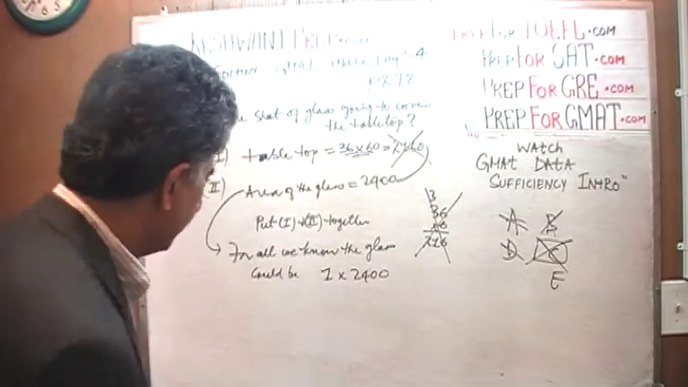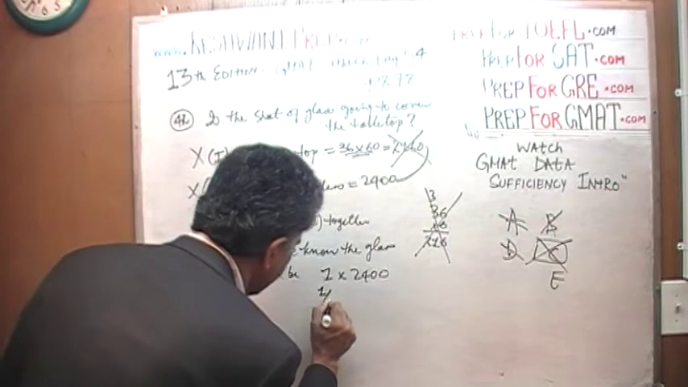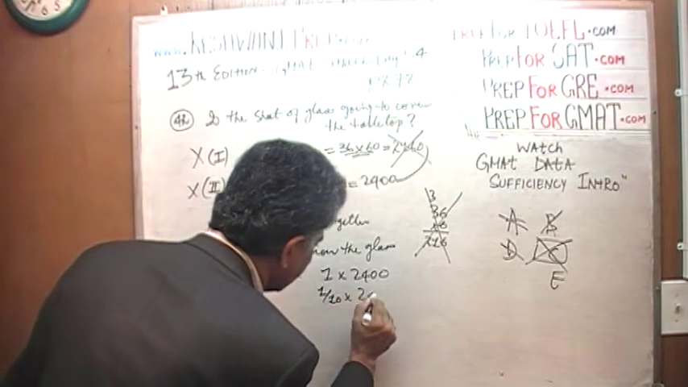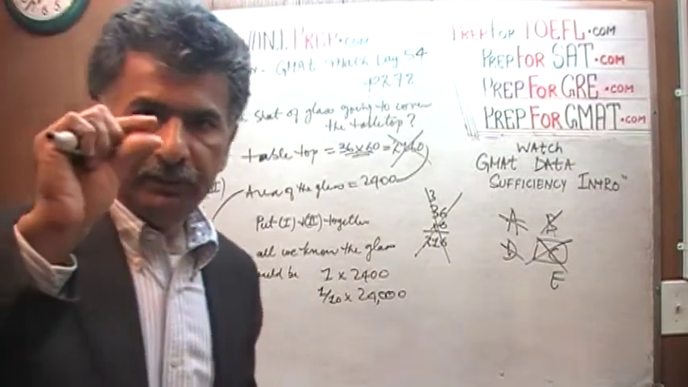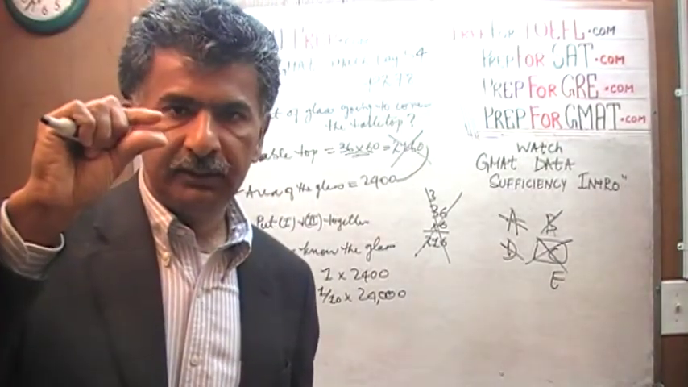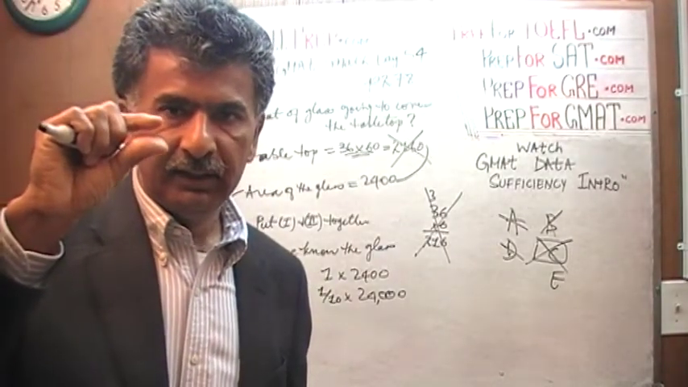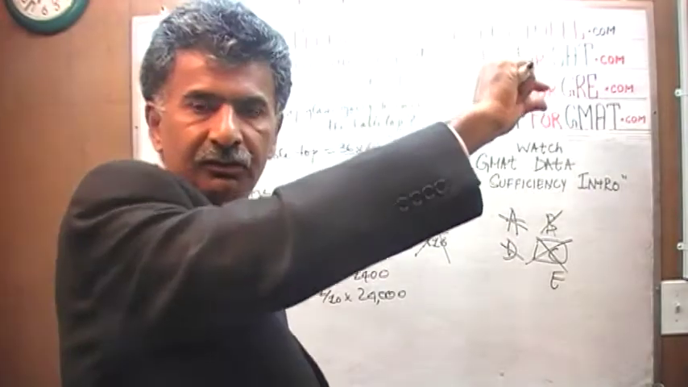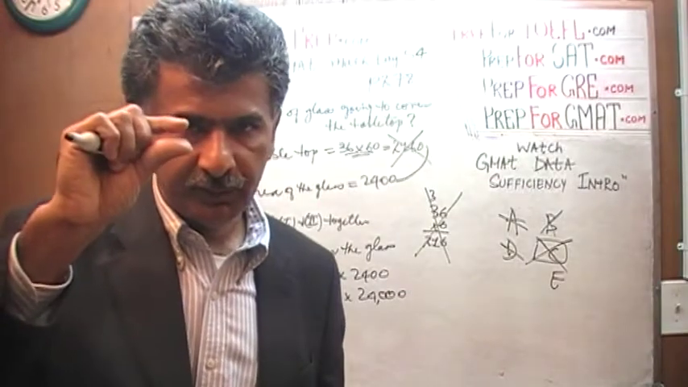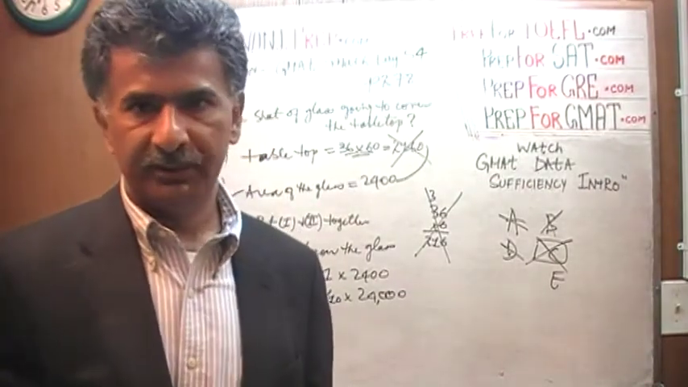It could be even more ridiculous. It could very well be 1/10 times 24,000. A small thin strip of glass, 1/10 of an inch wide and 24,000 inches long. It's not going to cover the tabletop.